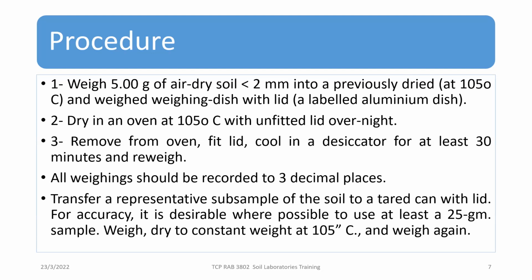Then dry in an oven at 105 degrees centigrade with unfitted lid overnight. Then remove from oven, fit lid, cool in a desiccator for at least 30 minutes and reweigh. All weighing should be recorded to 3 decimal places.